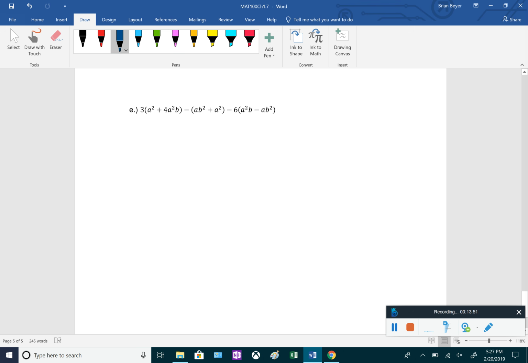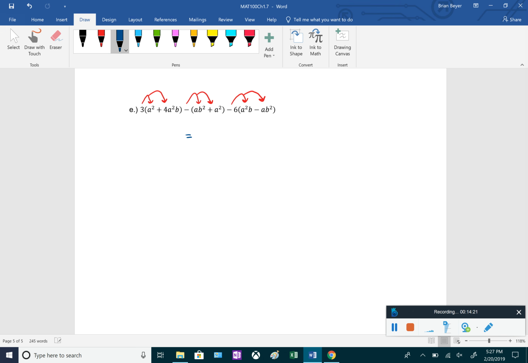Last one, make it a little bit more complicated. We have 3 times a squared plus 4a squared b minus ab squared plus a squared minus 6 times a squared b minus ab squared. So we have 3 sets of parentheses, so we're going to have to distribute 3 times. So first distributing this 3 to both terms, then distribute that negative 1 to both terms, and then distribute the negative 6 to both terms.